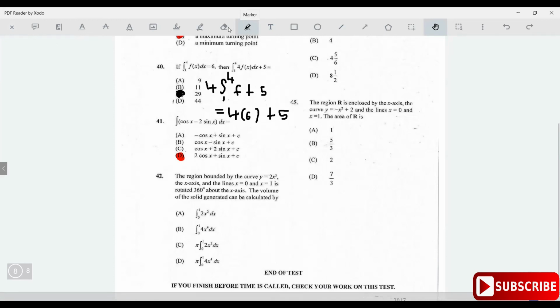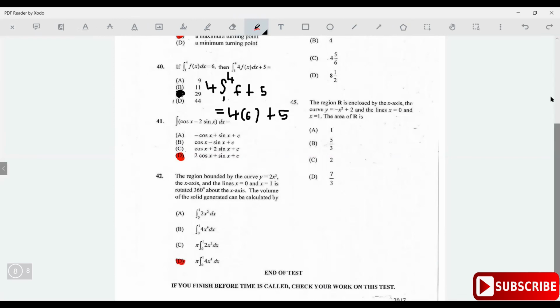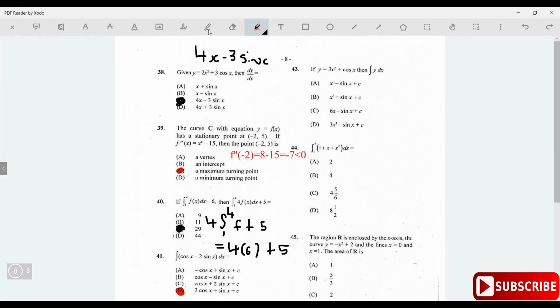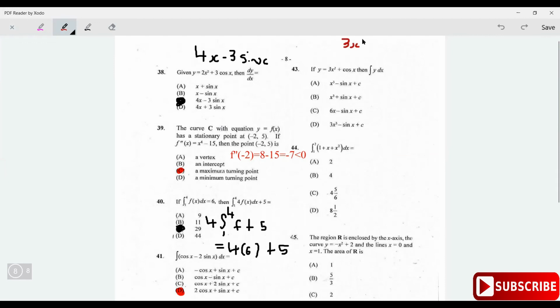All right, so that one just went away. We already worked it out. It was option B. Now this one asks, what is the integral of y? When you integrate 3x squared, you add 1 to the power and then divide by the power, 3. Plus, when you integrate cos, you get sine x. This 3 cancels this 3, so we have x cubed plus sine x. Option B.